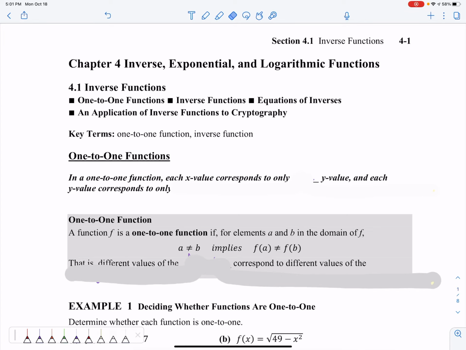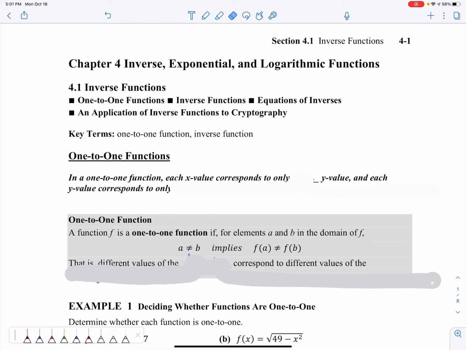All right, so this is a video that starts out chapter 4. An overview of chapter 4 is that we're going to cover three main topics. We're going to talk about inverses, exponentials, and logarithms. Section 4.1 is only about inverses, but in order to talk about inverses, the very first thing that we need to talk about is one-to-one functions.